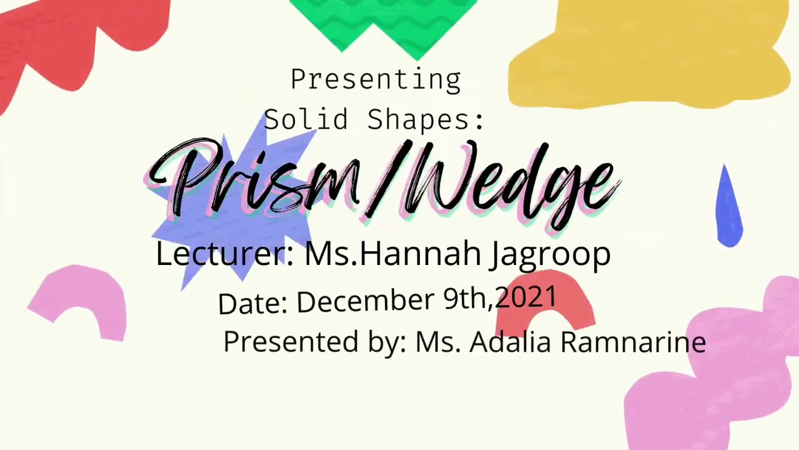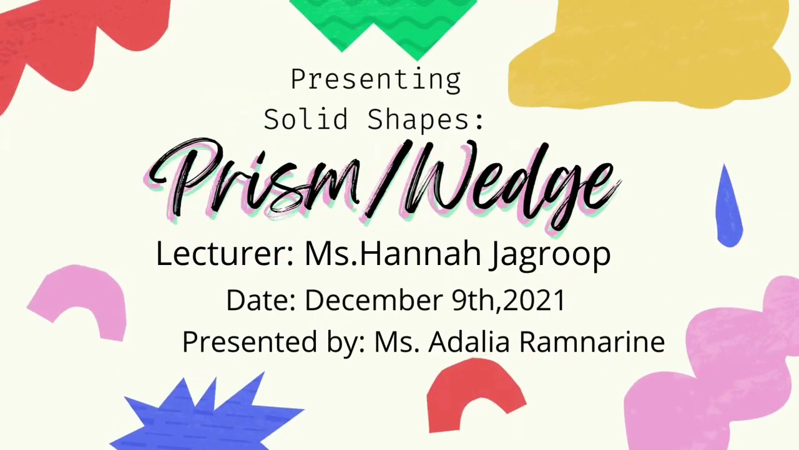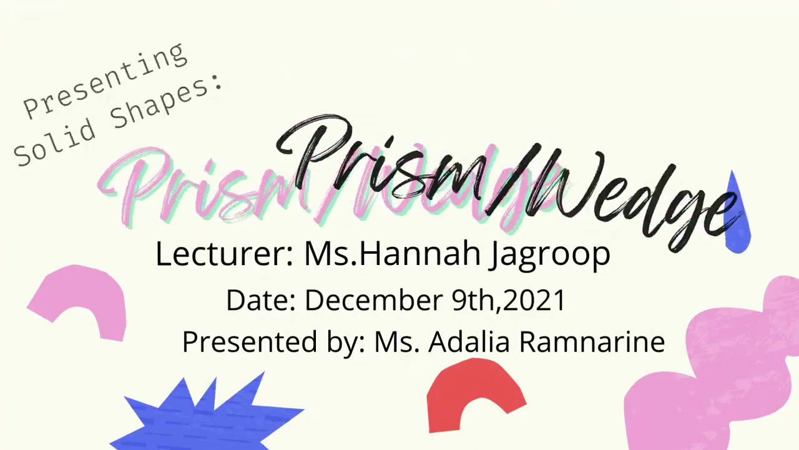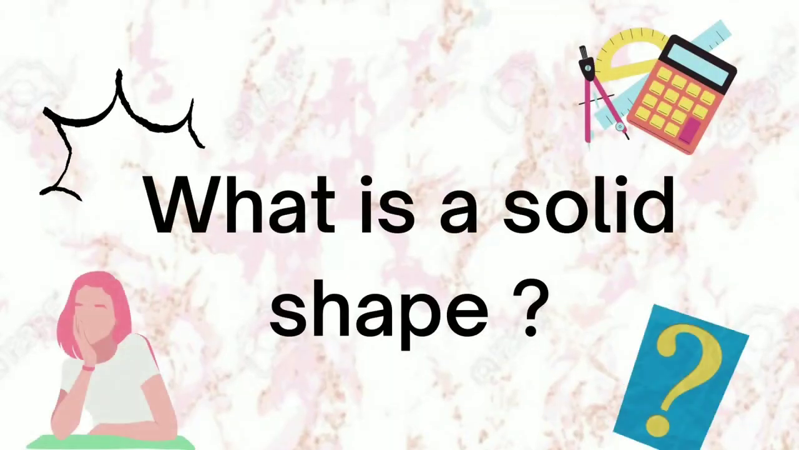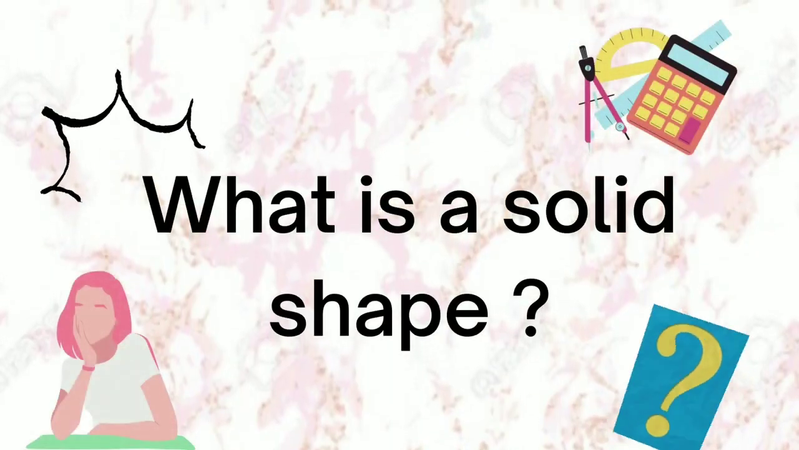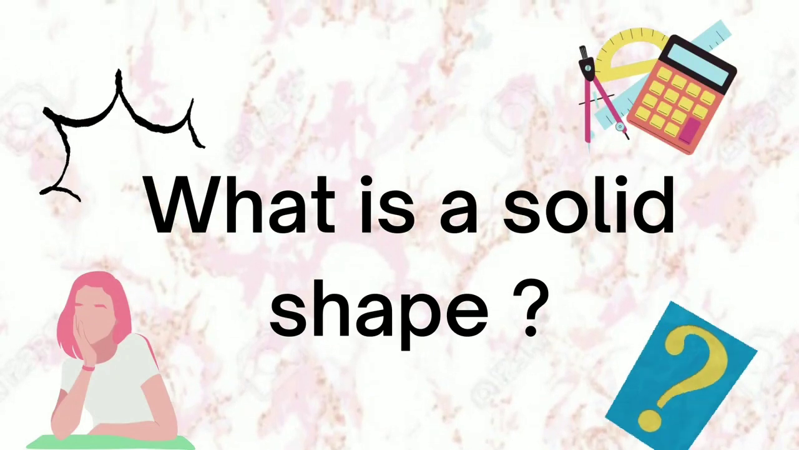Hey guys, so today we'll be looking at solid shapes, specifically prisms, also known as wedges. First, we must understand what a solid shape is.